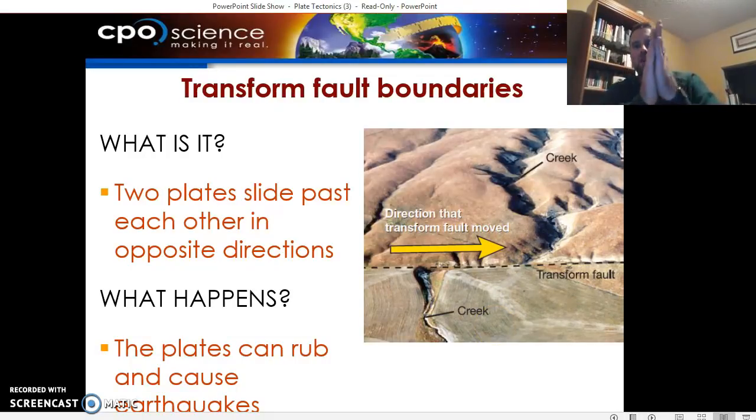It's almost like if your hands are moving, one goes this way and the other one goes the other way. This is what a transform boundary looks like. It goes like this. And so as they rub on each other, they can catch. And as they catch, they can build up tension and cause earthquakes. So pause the video and get this written down.